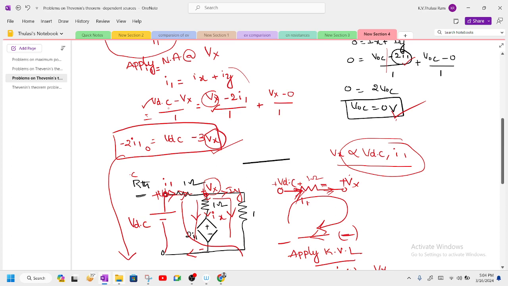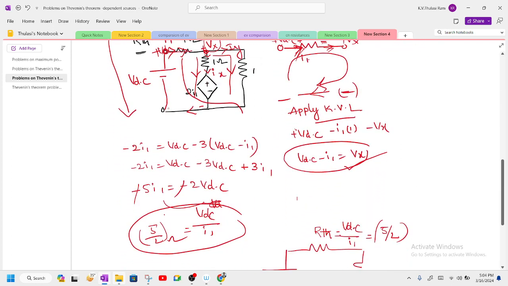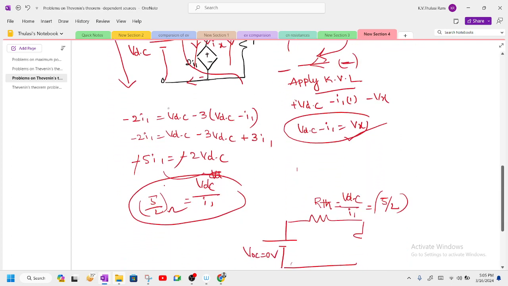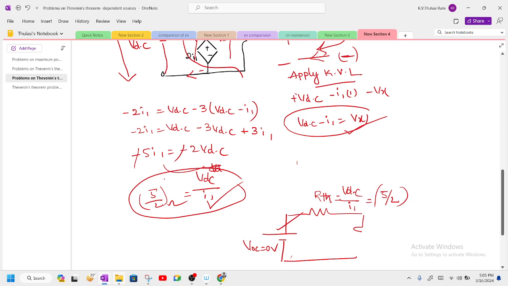So this is nothing but VDC minus Vx, so that is equal to Vx minus 2I1. So you can see here, VDC is equal to, sending this Vx to the side, which is nothing but minus 3 Vx. I mean VDC minus 3 Vx is equal to minus 2I1. So from this, I substituted the value of Vx. I got the value of this. This is called the equivalent circuit of the Thevenin's network.